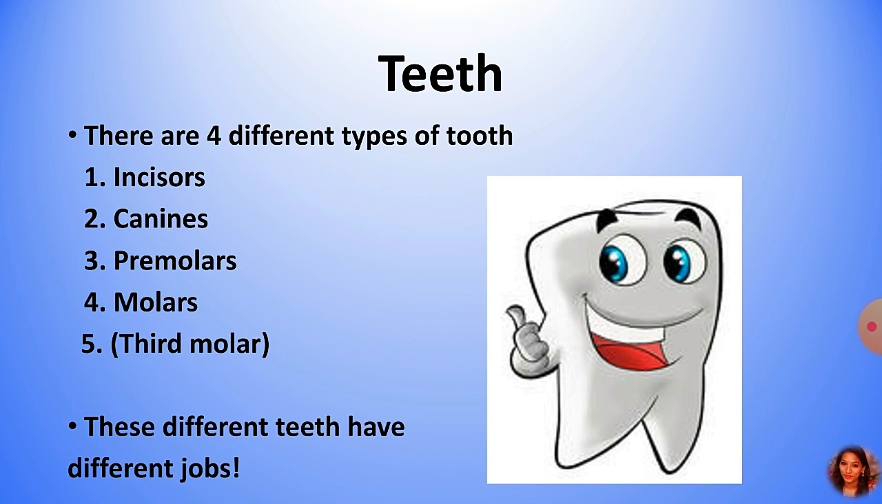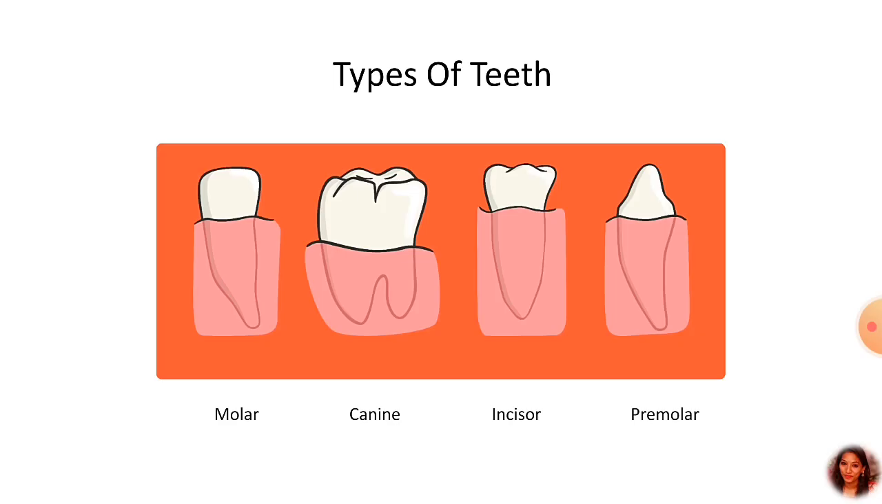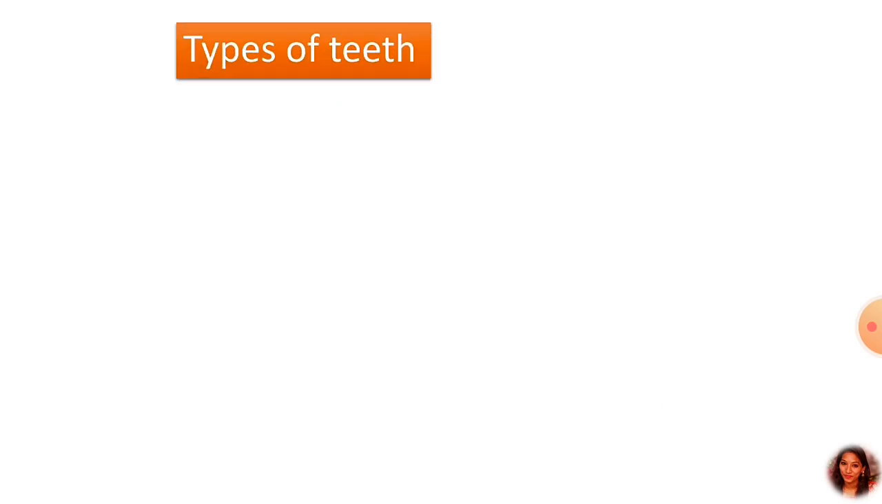These different teeth have different jobs. That is why they have different names and different characteristics. So let us see how the different types look. You can see the first, that is the incisor, looks like this. The second figure shows the molar, generally used for grinding. Then the premolar, as it is present just before the molar, so it is named premolar. And the canine, which is a little pointed in structure.